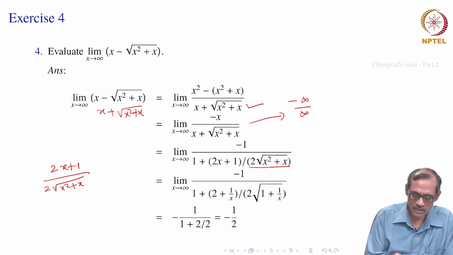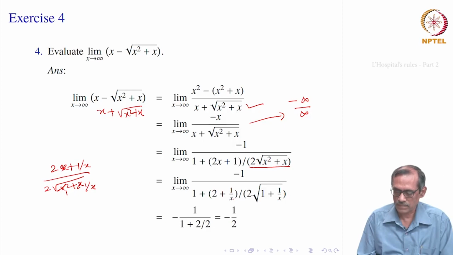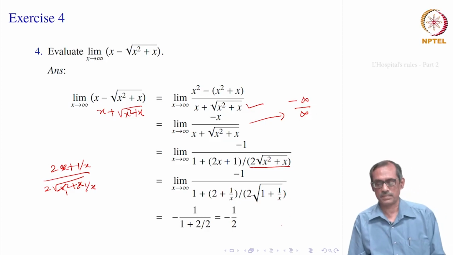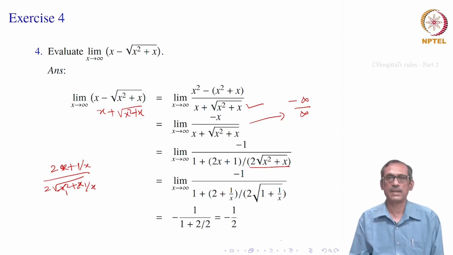So, what do we do? We just divide by x. So, that makes it 2, this becomes 1 by x, and this when inside square root goes, it is division by x square. So, this becomes 1, this becomes 1 by x. So, that gives you 2 plus 1 by x divided by 2 into square root of 1 plus 1 by x. As x goes to infinity, 1 by x goes to 0 in both the places. So, you get 1 plus 2 divided by 2, which is 1. So, answer is minus 1 by 2.